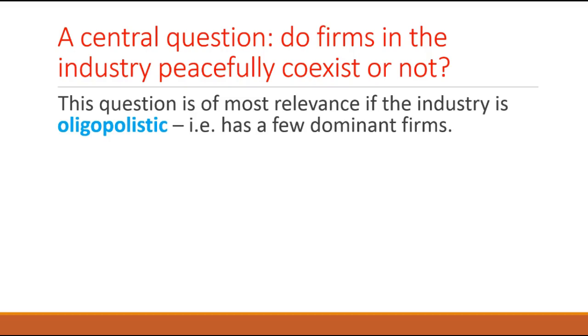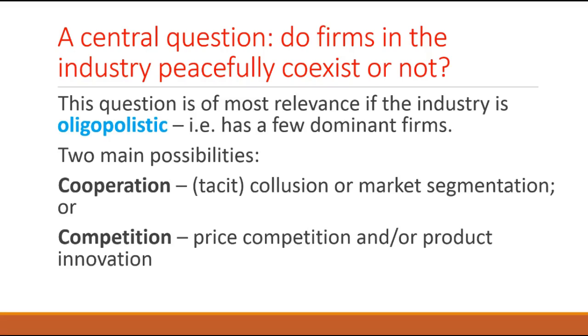Well, as I said, we've got two main possibilities here. The firms may cooperate in some way, or they may compete. They may compete through price competition or through product differentiation in some form. If they cooperate, that cooperation could take a variety of forms. It could be overt collusion, it could be tacit collusion, which we'll be looking at later, or it could be some way of dividing up the market into different parts or different segments where each firm has its own territory.